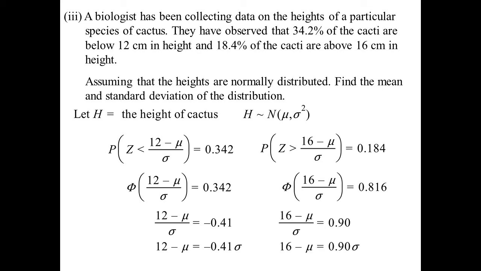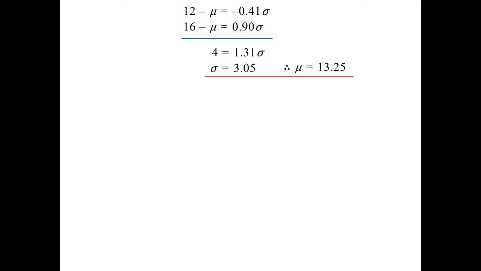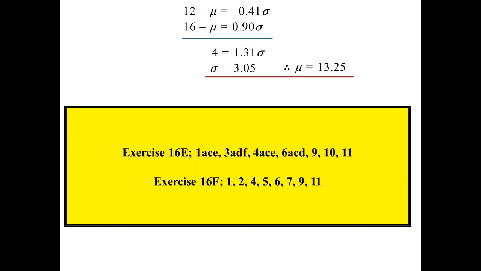And 0.9 gives us the result of 0.816. So now we have simultaneous equations. Playing with our simultaneous equations, I'll eliminate the average, and we get that the deviation is 3.05. Substituting back in, there's our average, 13.25. I think the tricky bit about these ones is reading the table backwards, getting the right number.